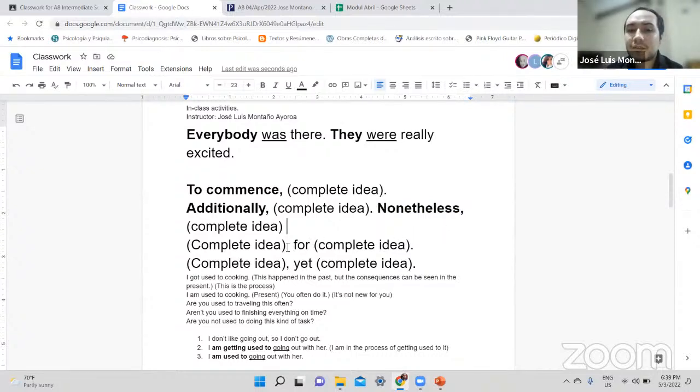And then you have these coordinating conjunctions, and this is not with a period, okay? This is with a comma: for, comma, yet, complete idea, and here you have the period. Okay, be careful, please, with those rules. But those are the rules of punctuation, and you can use that to connect ideas.